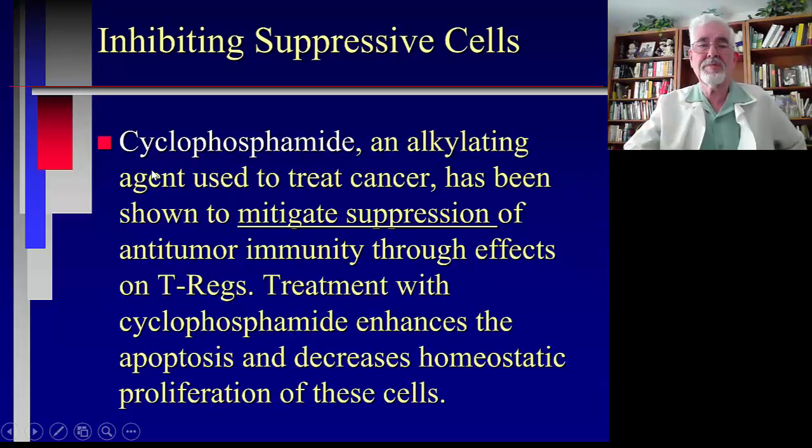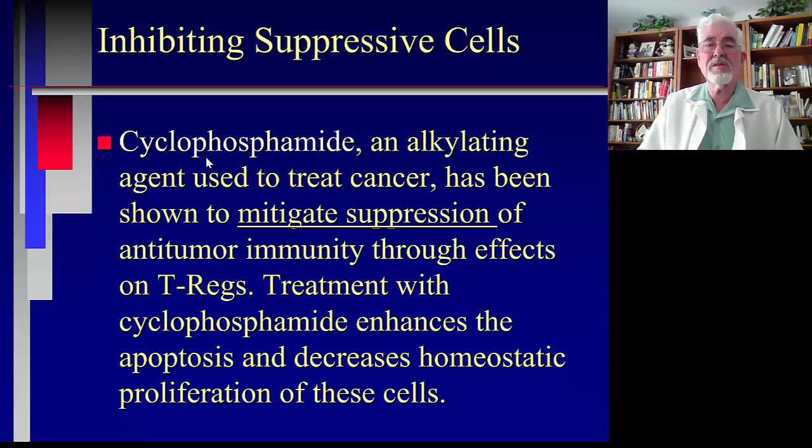We also have another substance, cyclophosphamide. It's a very well-known weak chemotherapy used clinically, but in small doses they found out, amazingly enough, that it boosts the immune system by being anti-T regulatory cell. So cyclophosphamide is an alkylating agent used to treat cancer, had been shown to mitigate suppression of antitumor immunity through effect on T-Reg. Treatment with cyclophosphamide enhances the apoptosis and decreases the homeostatic proliferation of these cells.